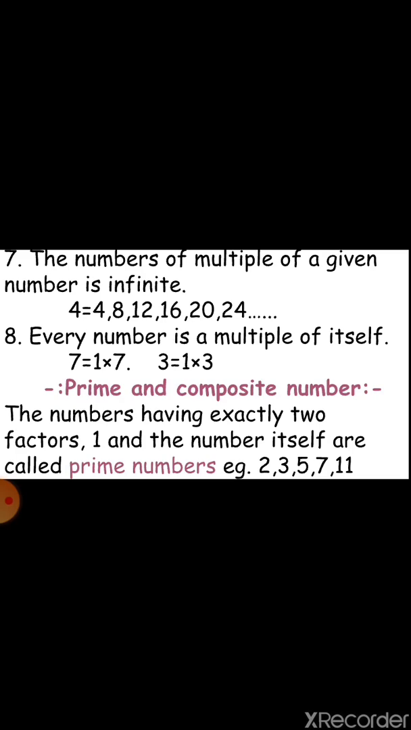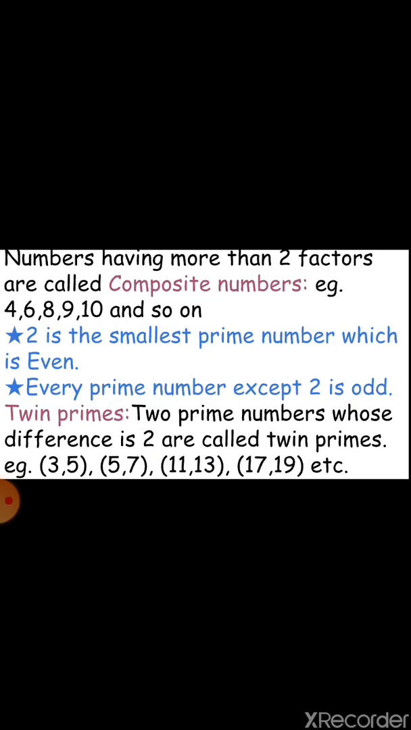Next is prime and composite numbers. You know what are prime numbers? The numbers having exactly two factors, 1 and the number itself, are called prime numbers. For example, 2, 3, 5, 7 and 11. These numbers have only two factors. The numbers having more than 2 factors are called composite numbers.